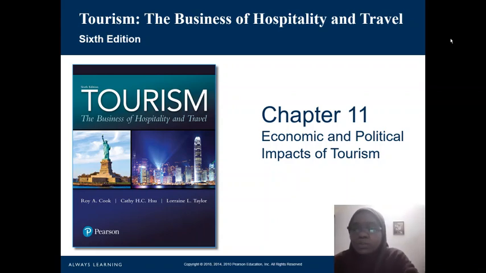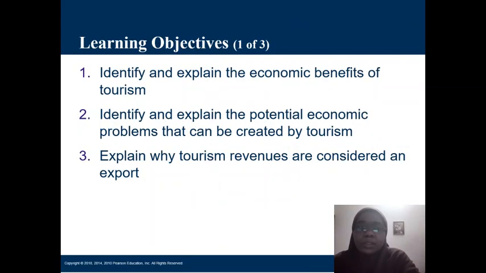So for this week, we're going to start with the economic and political impact of tourism. So what are the economic impacts of tourism as well as the political impacts of tourism? That will be our focus for this week. As usual, we have the learning objectives, which we hope to have achieved by the end of the class.